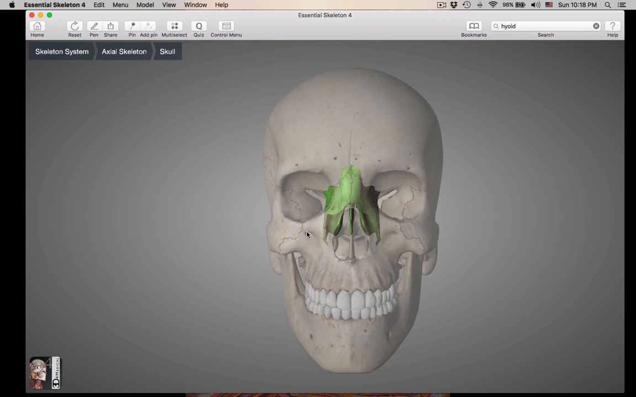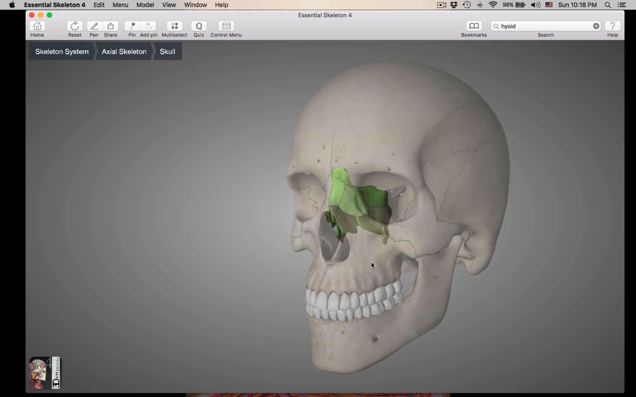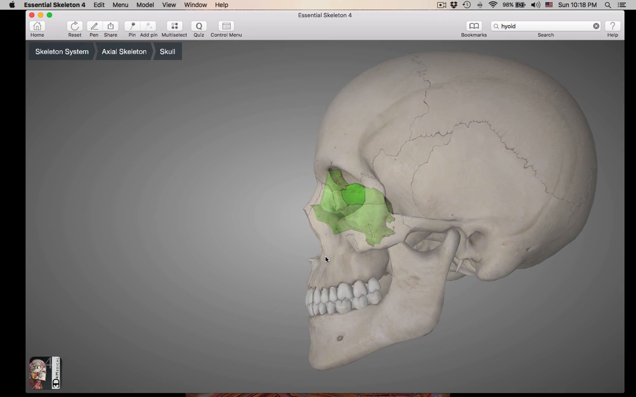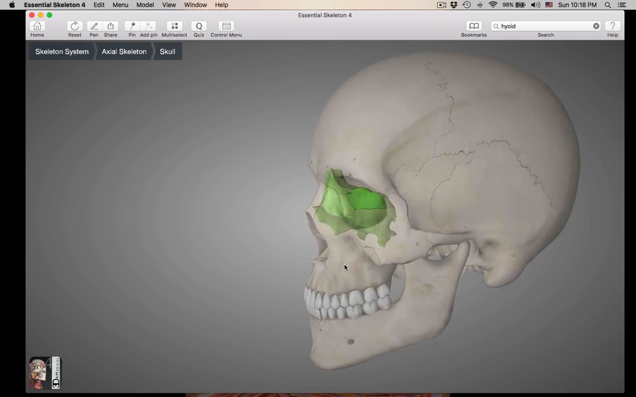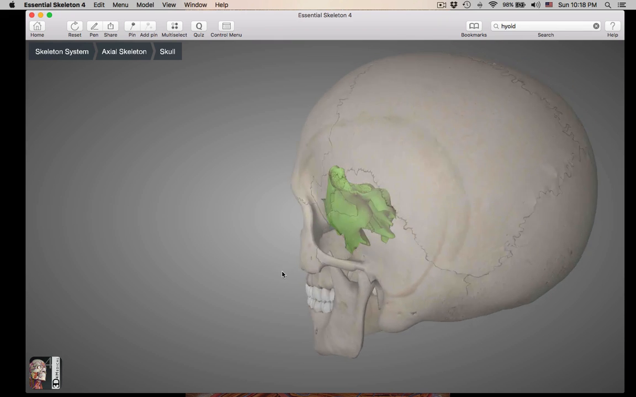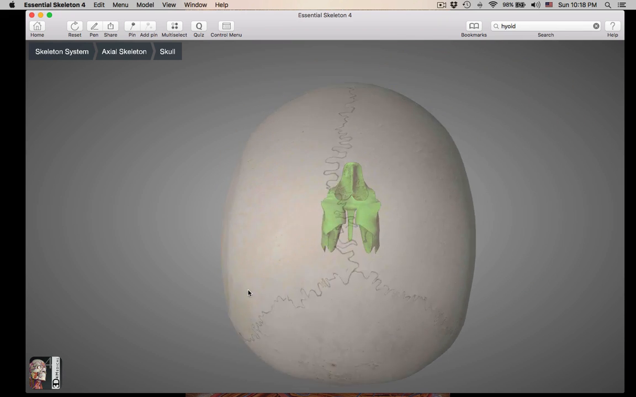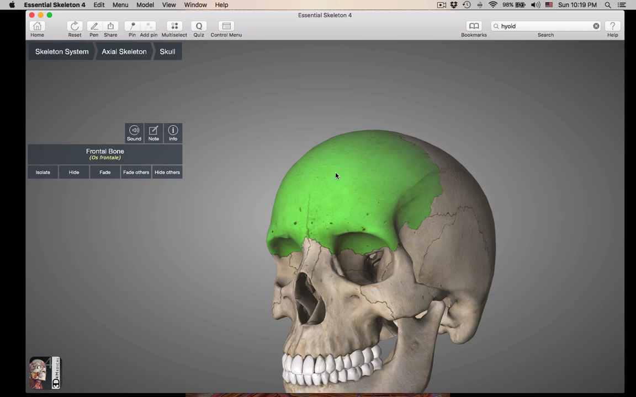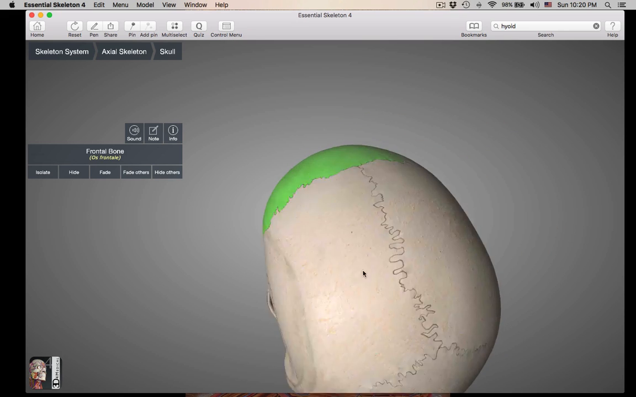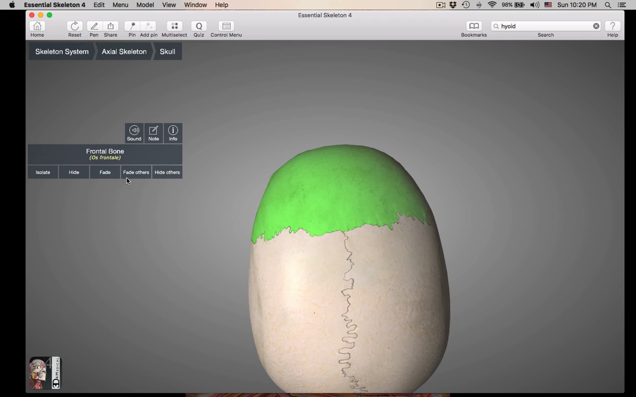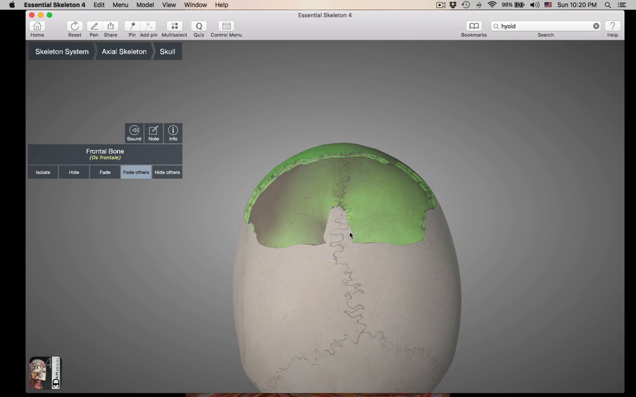So this is the ethmoid and how it sits in the brain. Well, not in the brain, but how it sits on the inside too. Now you remember your frontal bone, right? So with the frontal bone, we had this little space right in here. So there's this space in the frontal bone, and guess which bone sits in there?